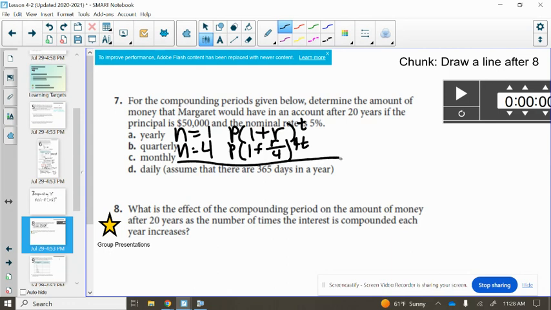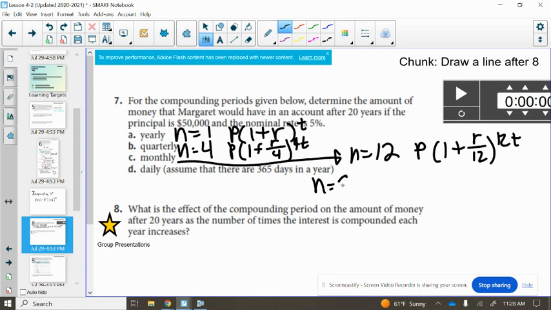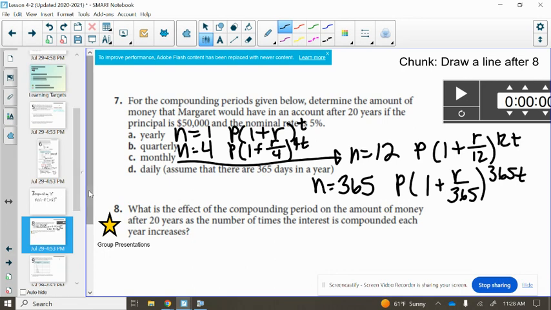Monthly, I'm going to take this out here. Our monthly, that's 12 times a year, right? There's 12 months in a year, so it would compound. So we'd have P and then 1 plus r over 12 to the 12t. And then, I mean, there's more than this, but daily would be 365 times a year. 1 plus r over 365 to the 365t. So we see a bunch of different ones, and again, you might see semi-annually, you might see semi-quarterly. They might just tell you straight up how many times you're compounding for that n value.